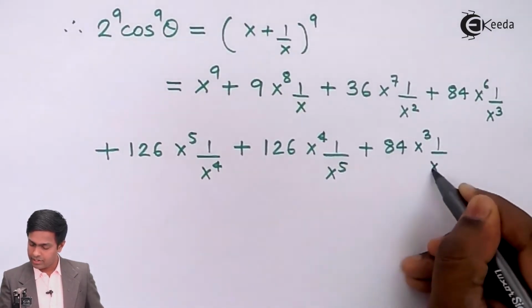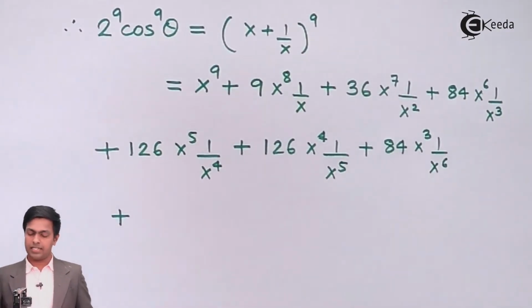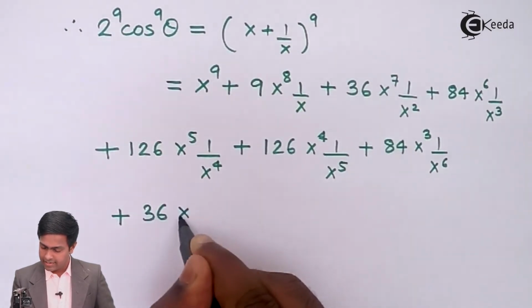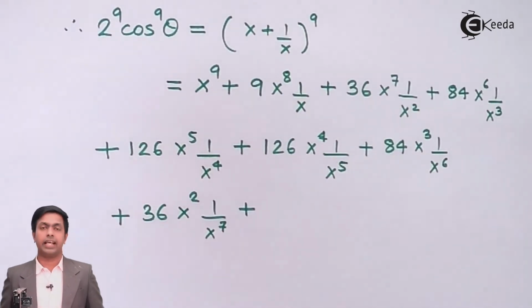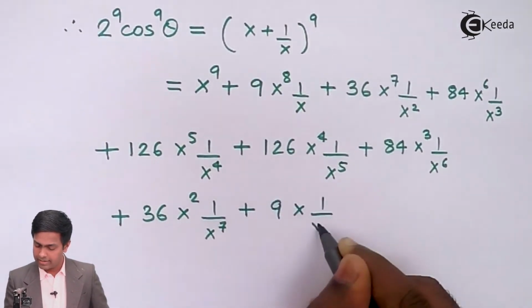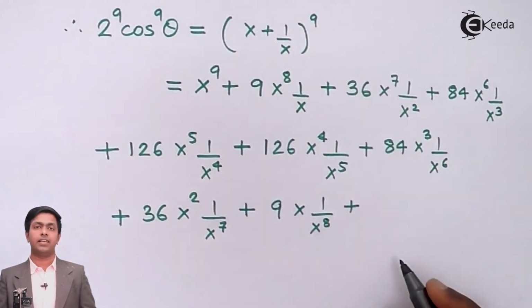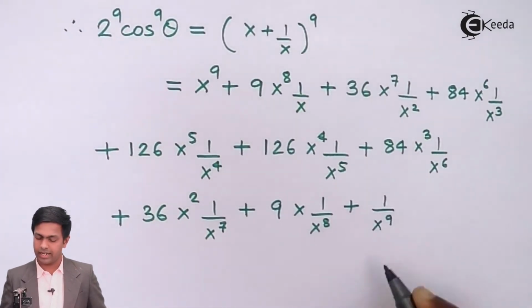1 upon x raised to 6, plus 9c7, which is 36, x square 1 upon x raised to 7. Then 9c8, that is 9, x 1 upon x raised to 8, plus 9c9, which is 1, and we will get the last term, that is 1 upon x raised to 9.